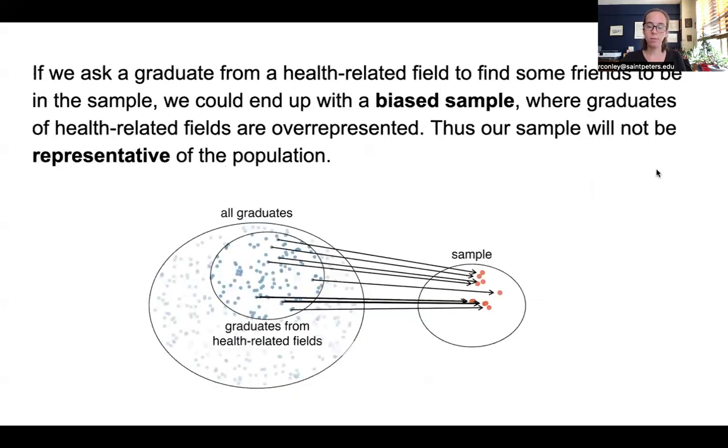So we just looked at 4 techniques that should reasonably get us a representative sample. Now we're going to look at a few things that can go wrong with sampling. If we asked a graduate from a health-related field to find some friends to be in our sample, we might end up with a biased sample. This graduate might ask her classmates and end up with people who were also graduates of health-related fields. Our sample is thus going to be skewed towards health-related fields, and it will not be representative of the population.